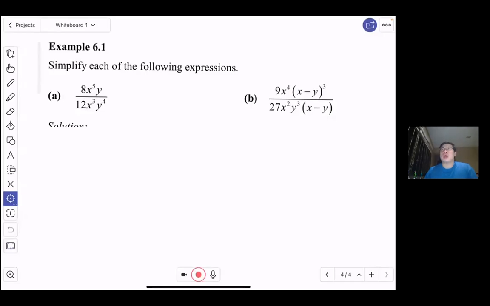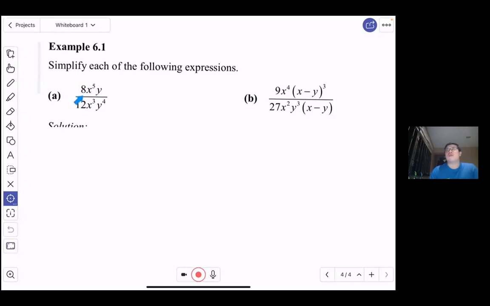So for this question, we are expected to simplify the following expression. What we need to do is to try to cancel out common factors between the numerator and denominator. This will ensure that we leave our fraction in the simplest form. Leaving a fraction in the simplest form means that we have to cancel out common factors between the numerator and denominator. So let's look at what kind of common factors there are.